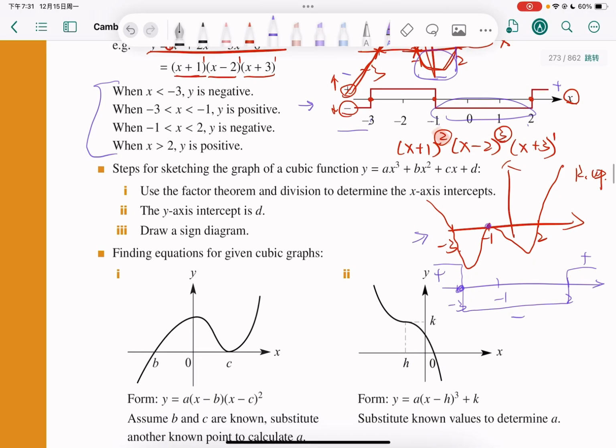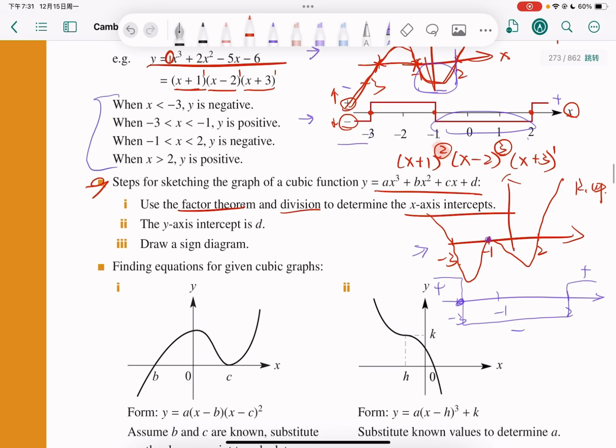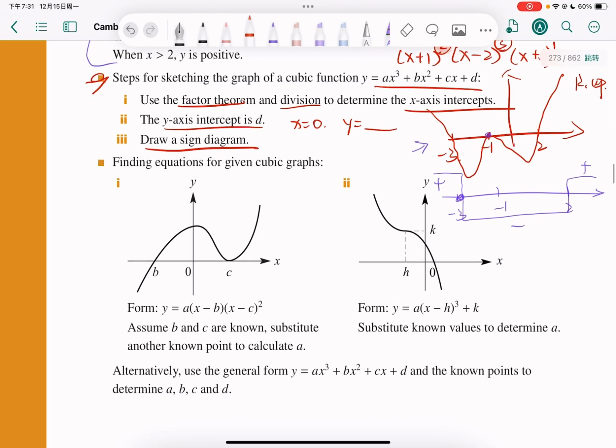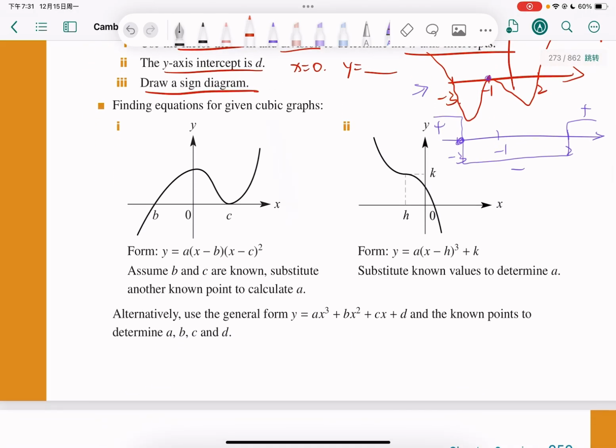So, steps for sketching a cubic function. We use the factor theorem and division to determine the x-intercept. So it's very, very important to factorize a polynomial because you'll get the x-intercept. The y-axis intercept, just let x equal 0, then you get a y value. Draw a sign diagram. Yeah, those are the steps for drawing and finding the equations for a given cubic graph.